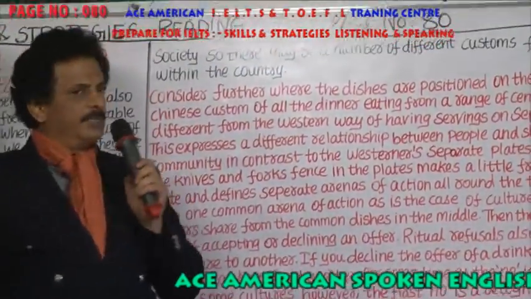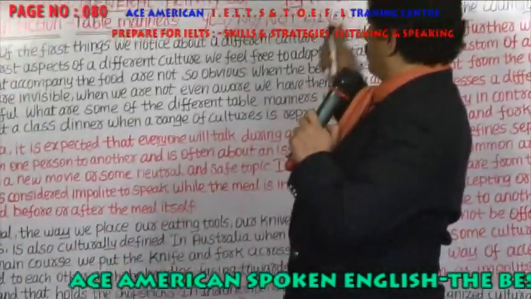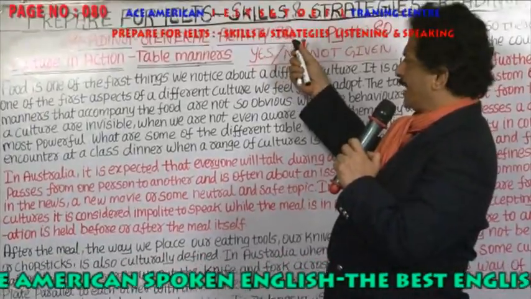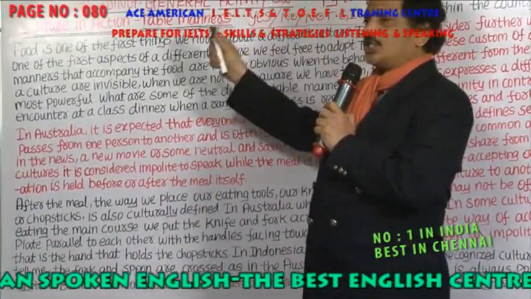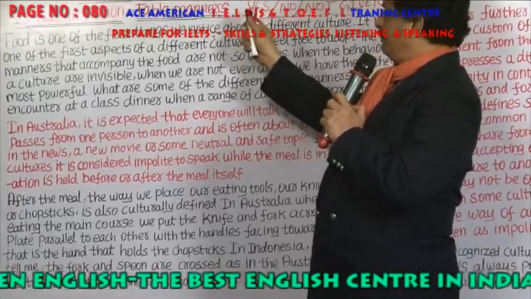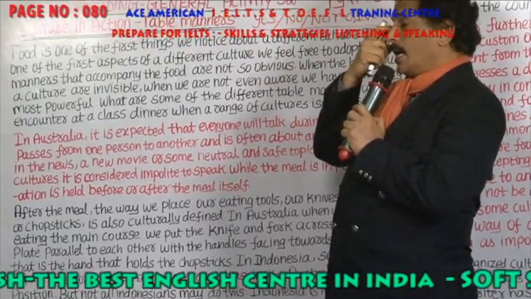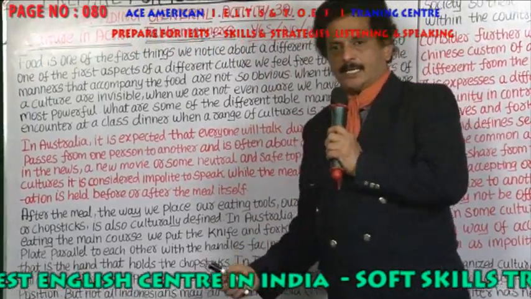And now we are coming to page number 80. Page number 80 is Reading General Activity 32, Culture in Action: Table Manners. So, you read an essay.